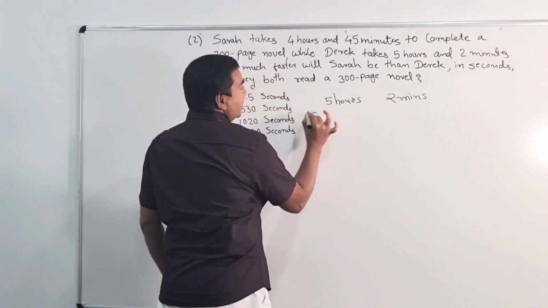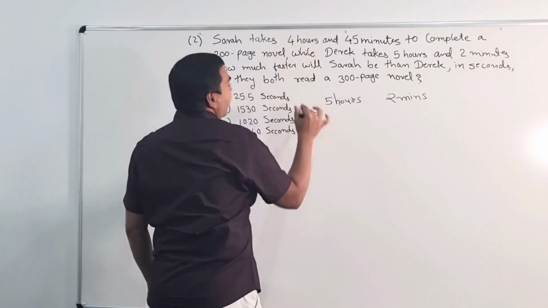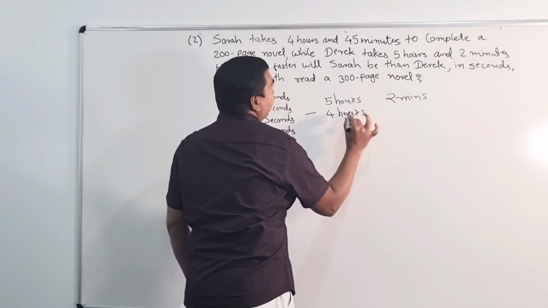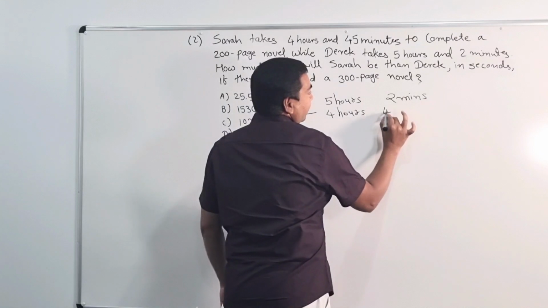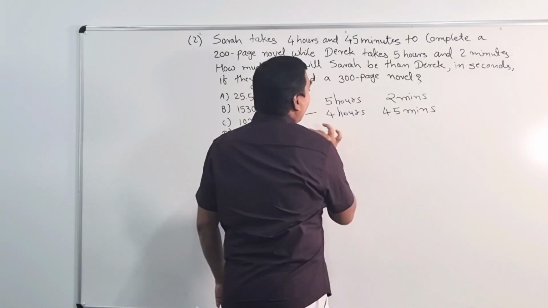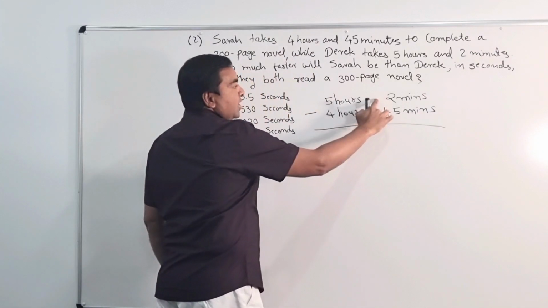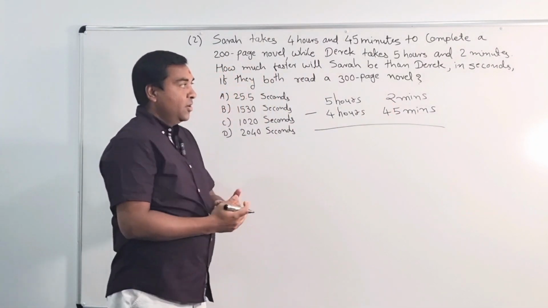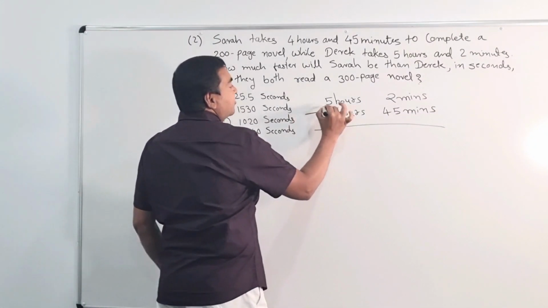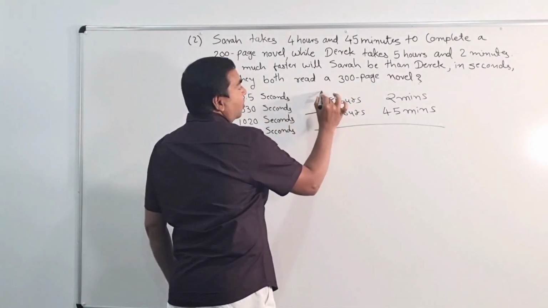And then we can minus the time of Sarah, which is 4 hours and 45 minutes. While minusing 2 minutes minus 45 minutes, we can't do it. So what we are going to do is change this 5 hours to 4 hours.